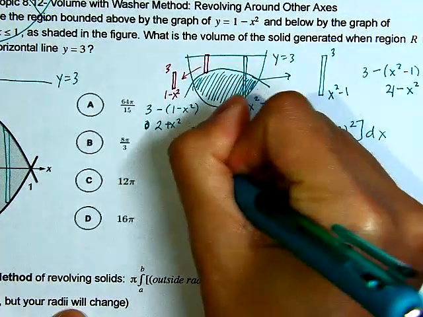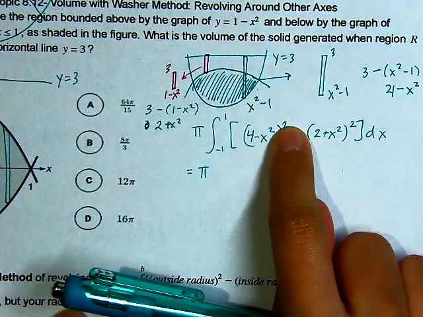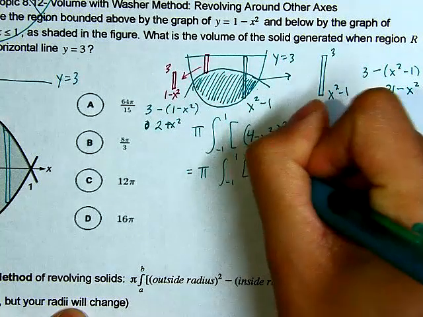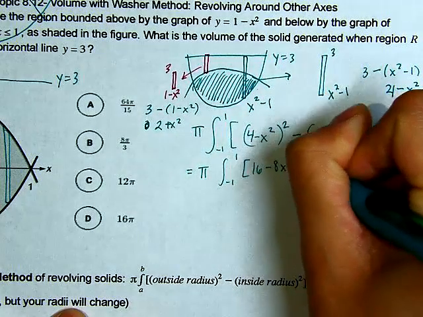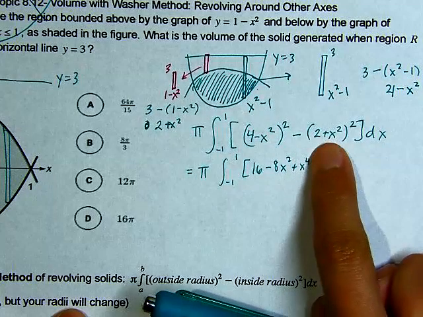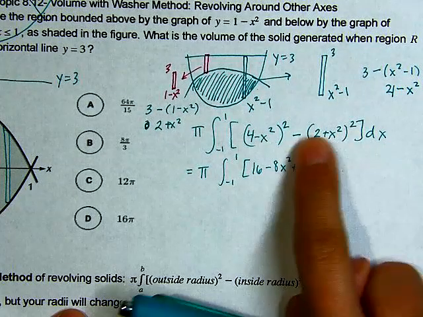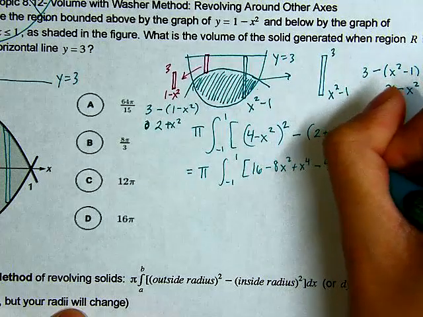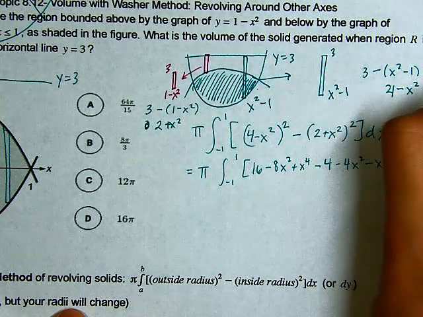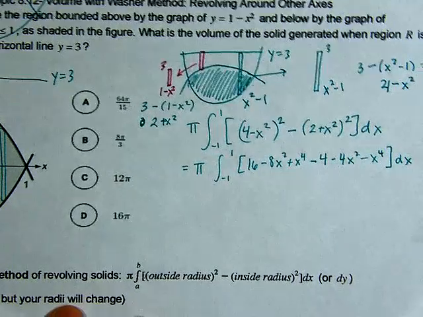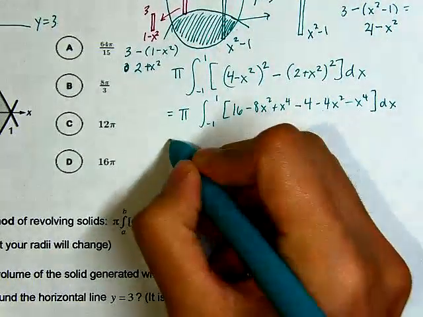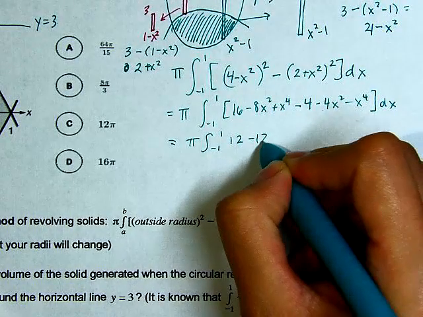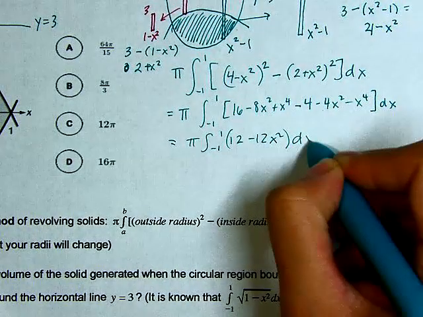Okay, if you were to multiply 4 minus x squared times itself using the box, you would get 16 minus 8x squared plus x to the fourth. If you were to multiply 2 plus x squared times itself using the box, and then you distribute through a negative, you would get minus 4x squared minus x to the fourth. Now, if we combine like terms, we are just left with 12 minus 12x squared. That looks a lot easier to integrate.